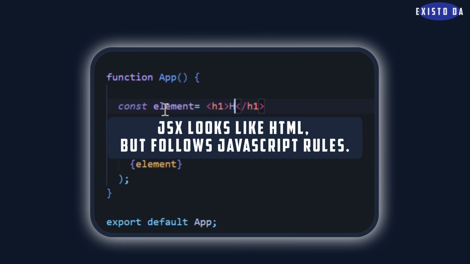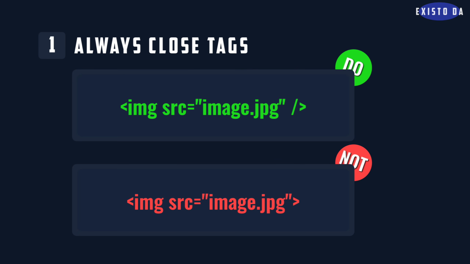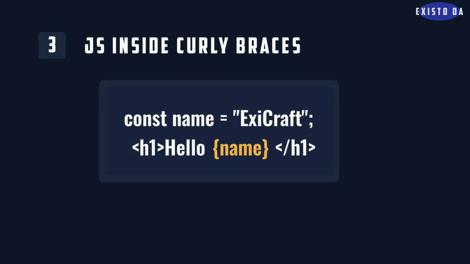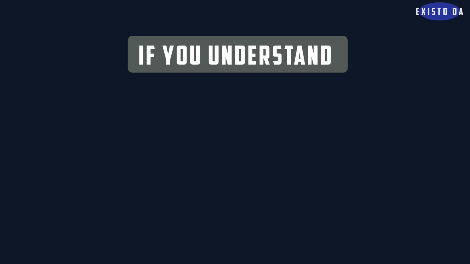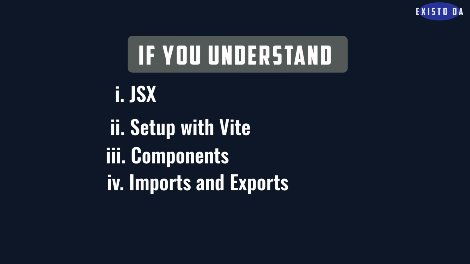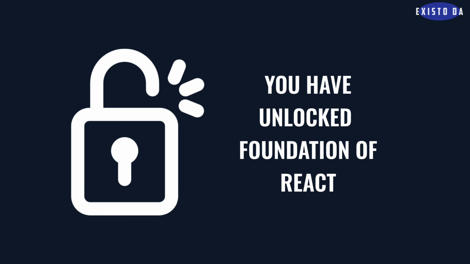Default exports do not require curly braces. JSX looks like HTML but follows JavaScript rules. First, always close tags. Use className instead of class. JavaScript goes inside curly braces. Only one parent element. If you understand JSX, setup with Vite, components, import and export, and JSX rules, you have just unlocked the foundation of React.